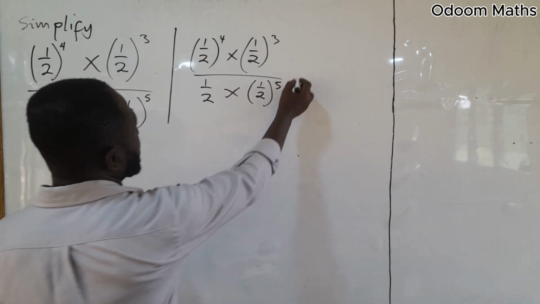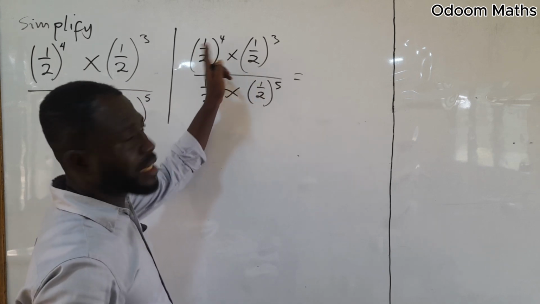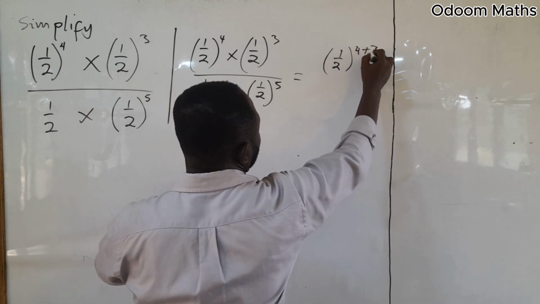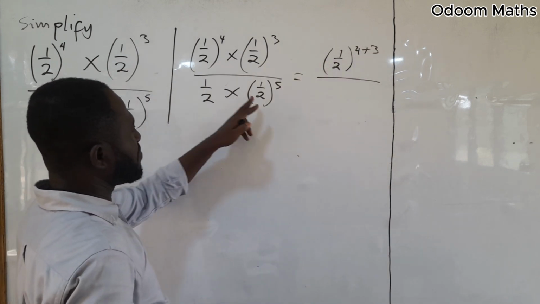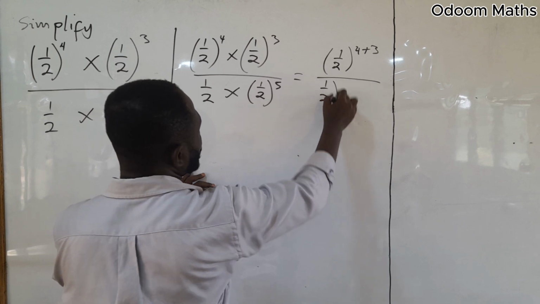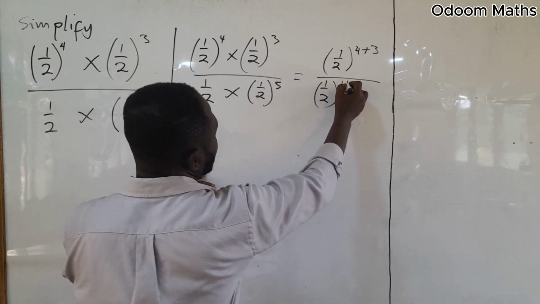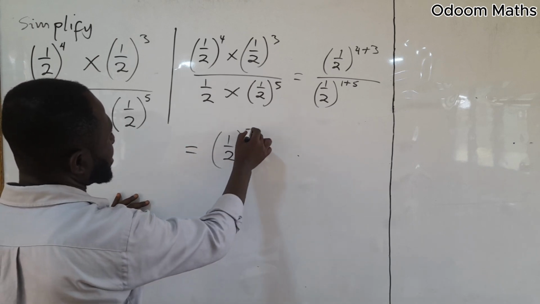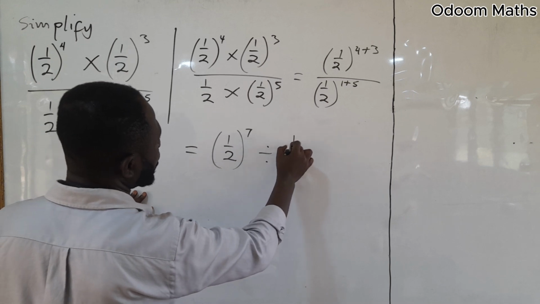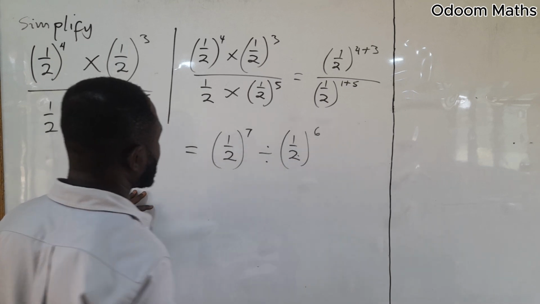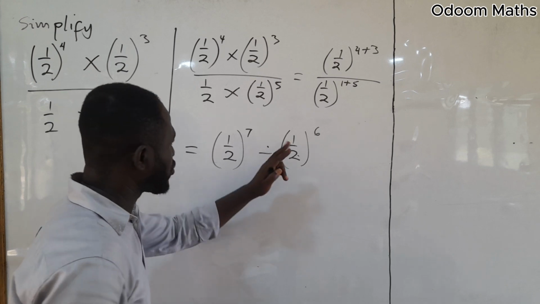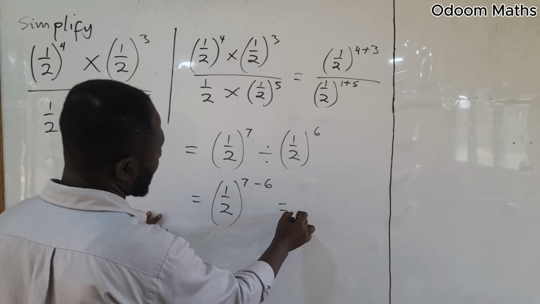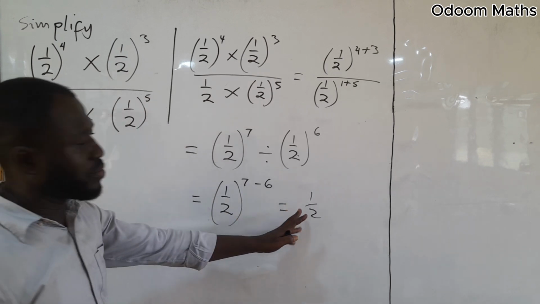Okay, now per this, they have the same base and we are multiplying, so we add powers. So 4 plus 3 over, the same thing applies to this, they have the same base and are multiplying. So this is 1 over 2 to the power 1 plus 5. So that becomes 1 over 2 raised to the power 7 divided by 1 over 2 raised to the power 6. They have the same base and are dividing, so we subtract powers. So this is 1 over 2 to the power 7 minus 6. And the answer is 1 over 2 to the power 1. So it's the same as 1 over 2.